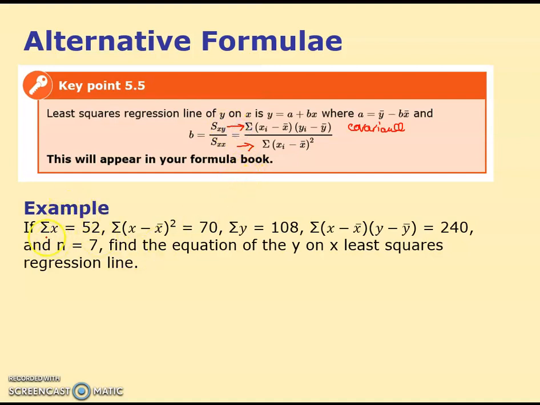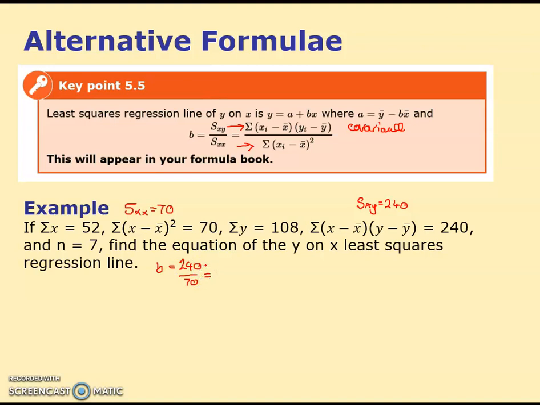So in this example, it says if sigma x is this, and so on, it gives me all this data. Find the equation of the least squares regression line. All I need to do is go, well, straight away, I know this thing here is SXY, which is 240. And I also know from this that SXX is 70. So if they do this in the exam, suddenly I can find b very easily. It's 240 divided by 70.